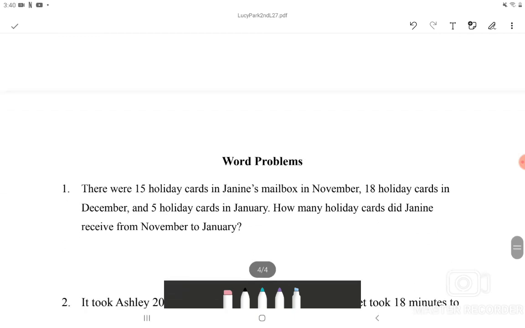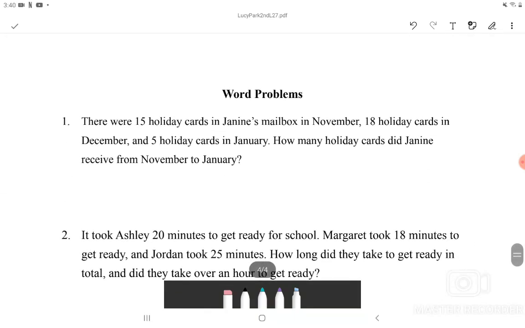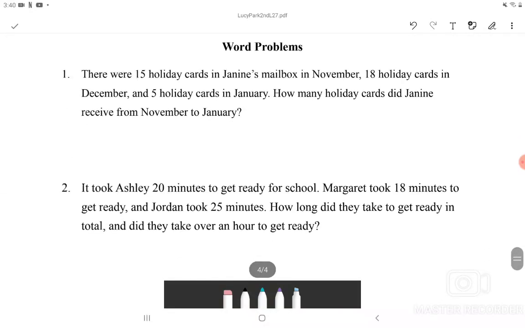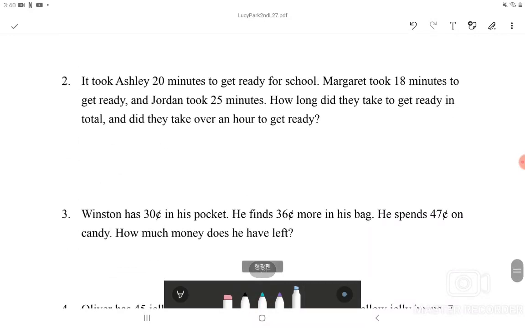Okay, moving on to the next section. It is our last section, which is word problems, and I will go with number 2. It took Ashley 20 minutes to get ready, and Margaret took 18 minutes to get ready, and Jordan took 25 minutes to get ready. And the question is, how long did they take in total, and did they take over an hour?